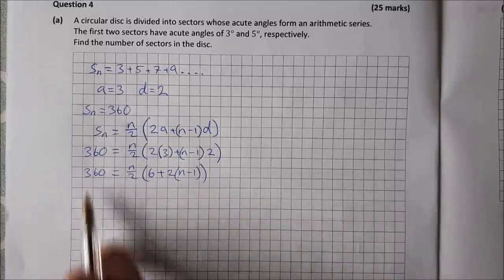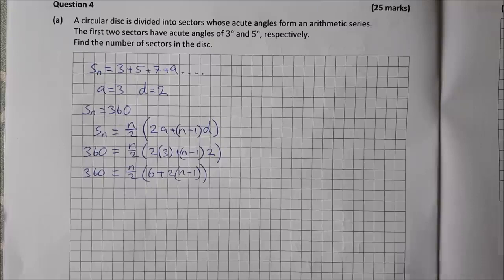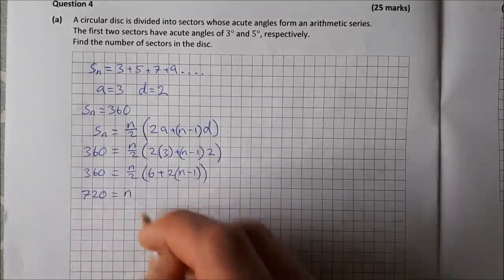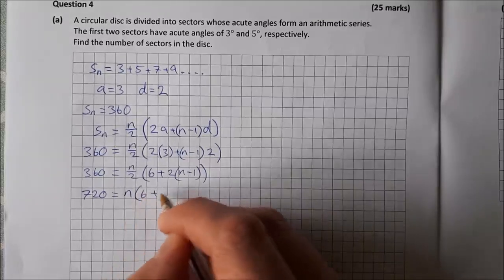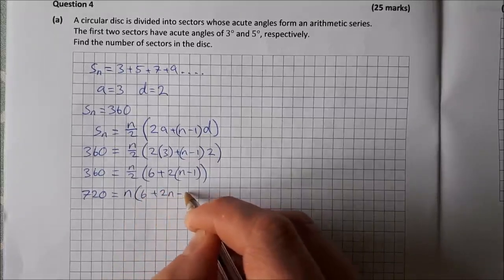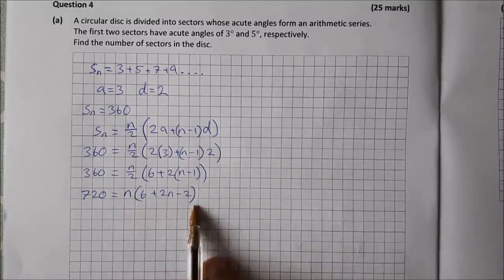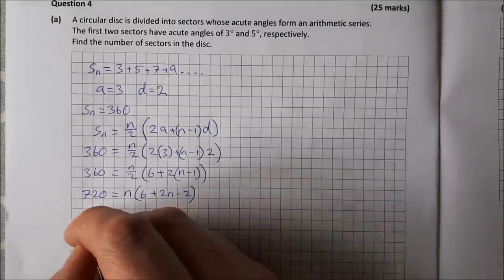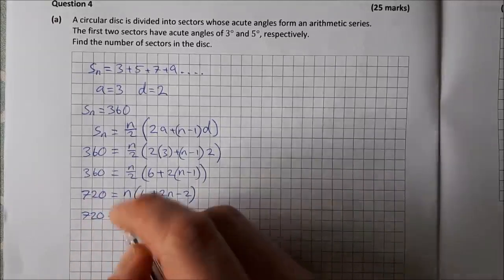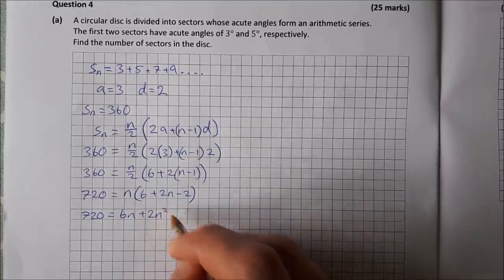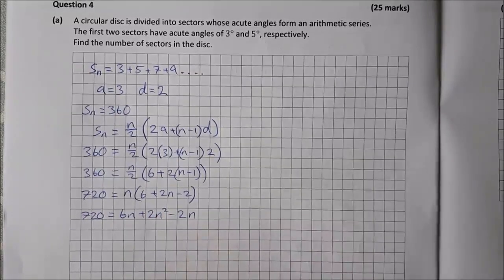So let's multiply across by 2 to get rid of the fraction first of all. So 360 times 2 is 720. So 720 is equal to n times 6 plus 2n minus 2. I'm just going to multiply that out for now. Now I'll multiply in by this n. So 720 is equal to 6n plus 2n squared minus 2n.